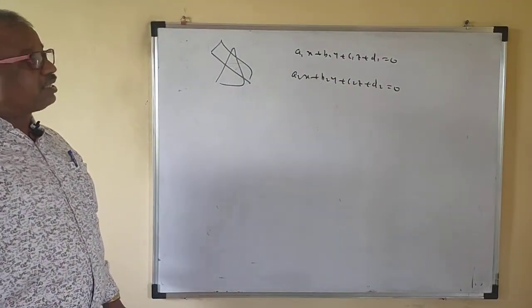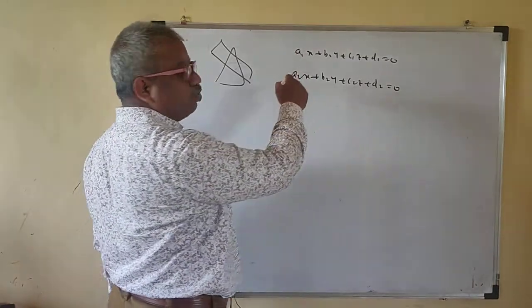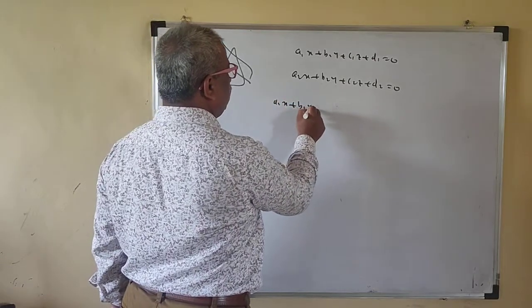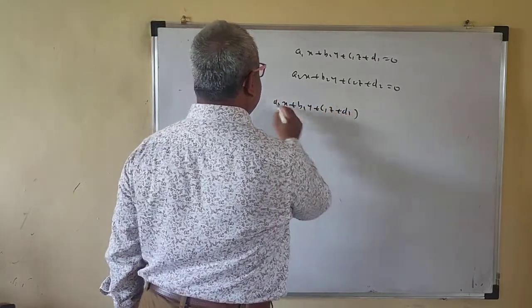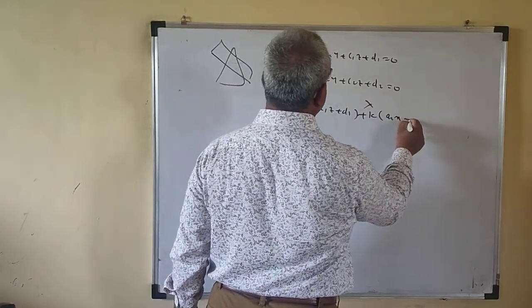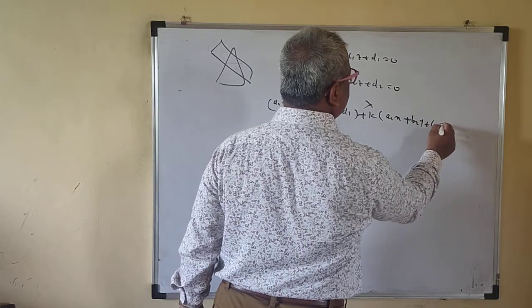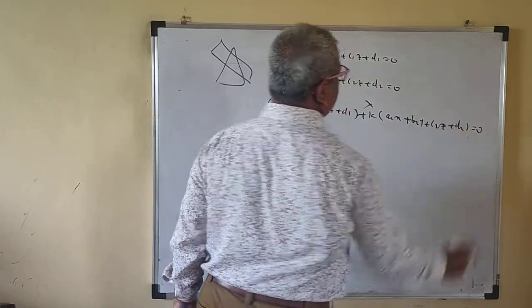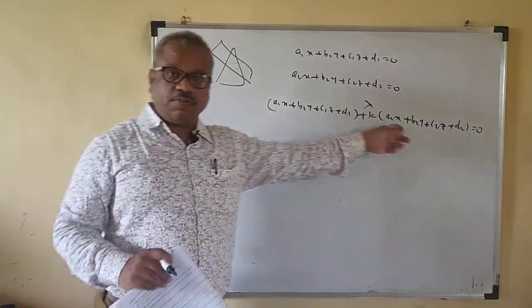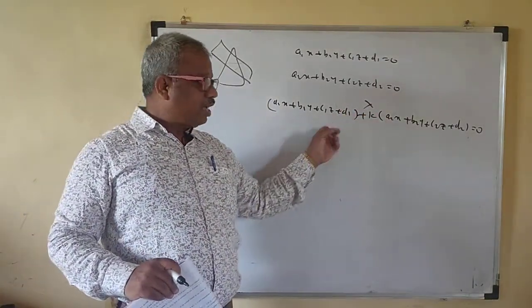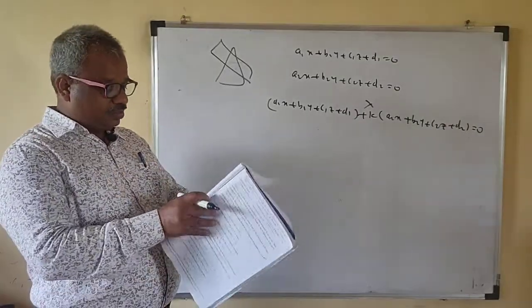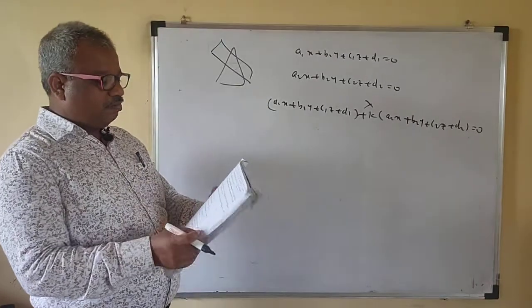passing through the intersection of these two planes is A1x plus B1y plus C1z plus D1 plus k times (k or lambda, any letter you can use) A2x plus B2y plus C2z plus D2 is equal to 0. This is the equation of a plane passing through the intersection of the planes. So this is called a system of the planes.